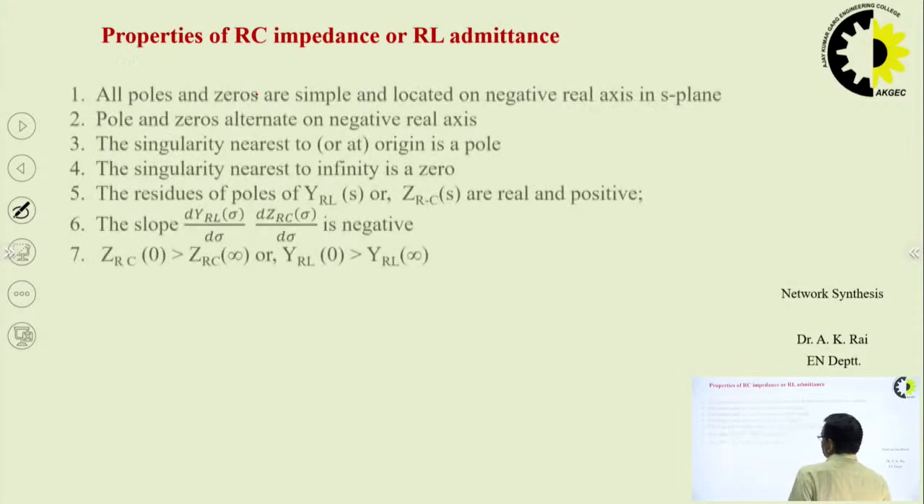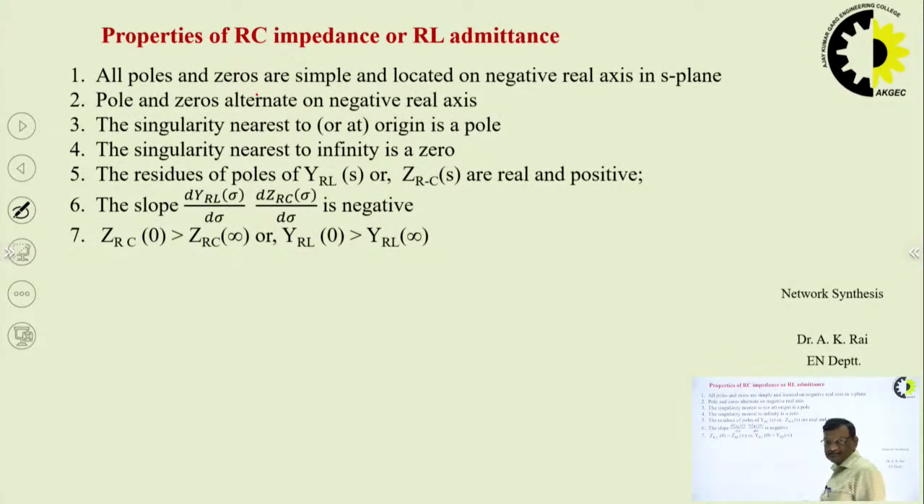So look at the properties of RC impedance, or you can say the RL admittance. Property is same for the RC impedance as well as RL admittance. So all the poles and zeros are simple and located on negative real axis. Poles and zeros alternate on negative real axis.